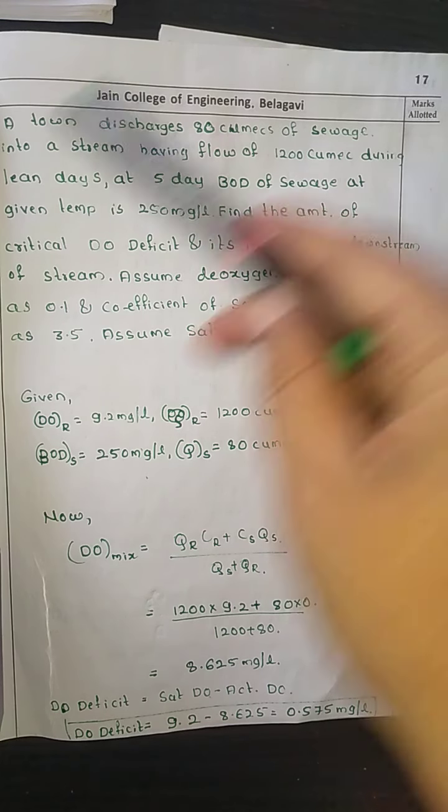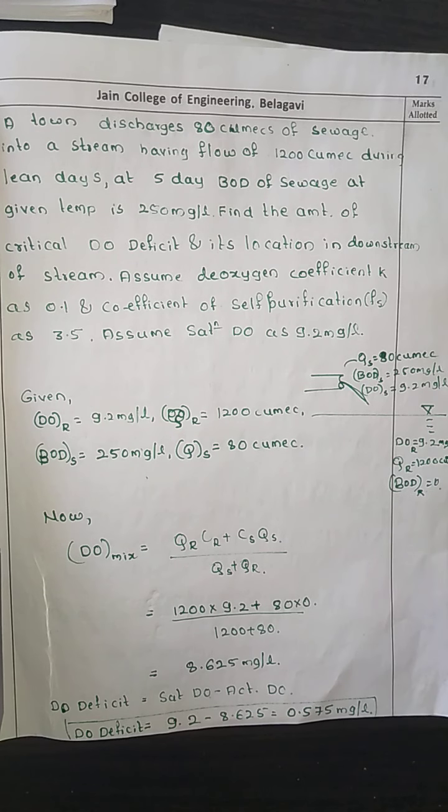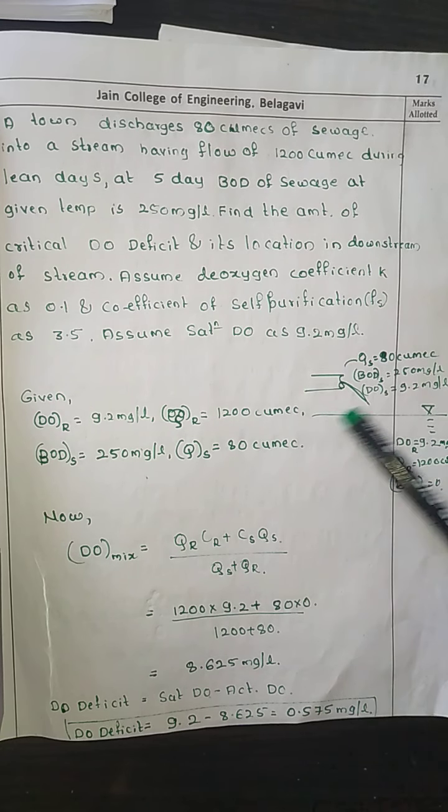Now once the problem is given, you should represent this in a diagrammatic form so that it will be easy and you are not going to get confused with the readings. A town discharges 80 cumecs of sewage. So here I have drawn one pipeline and here is the river. What is the sewage quantity? Sewage quantity is 80 cumecs.